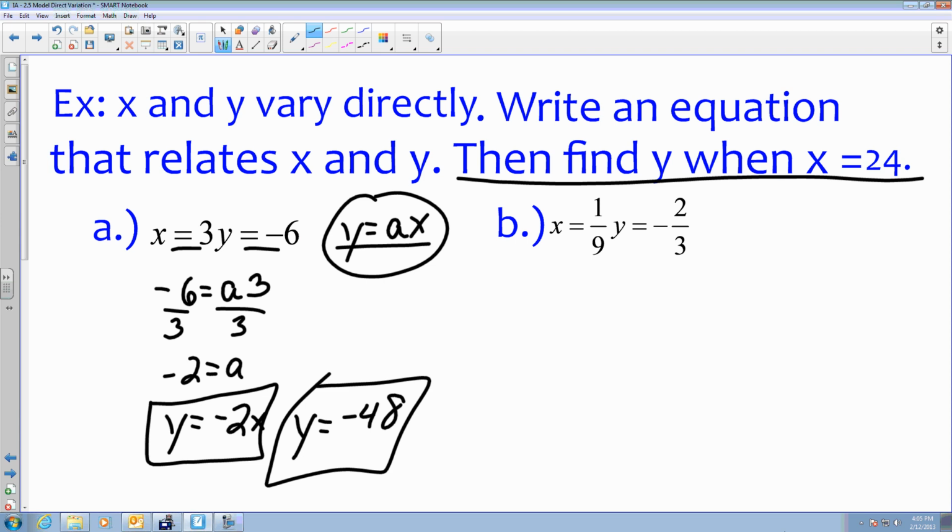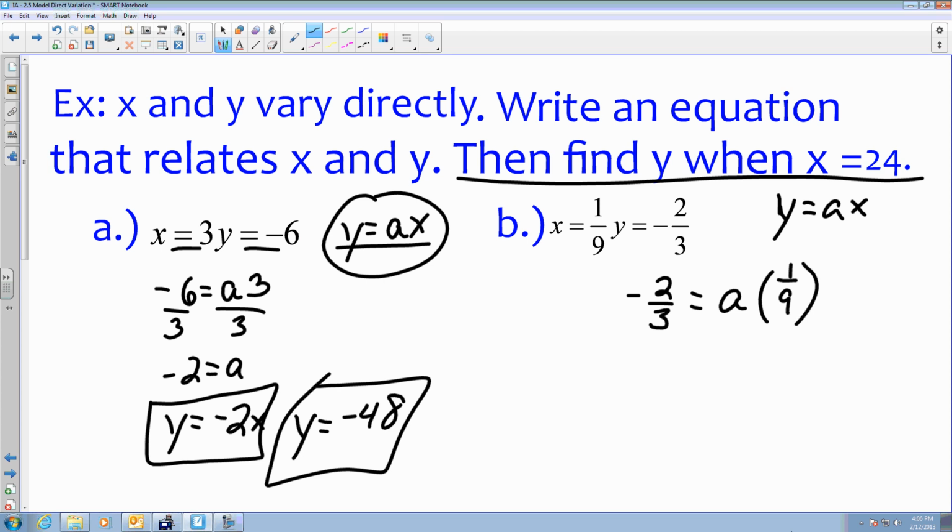Same thing goes for b. I'm going to still use the y equals ax equation, but I don't know what a is, so I'm going to substitute in my x and y. So it's negative 2/3, which is my y, equals a times 1/9.